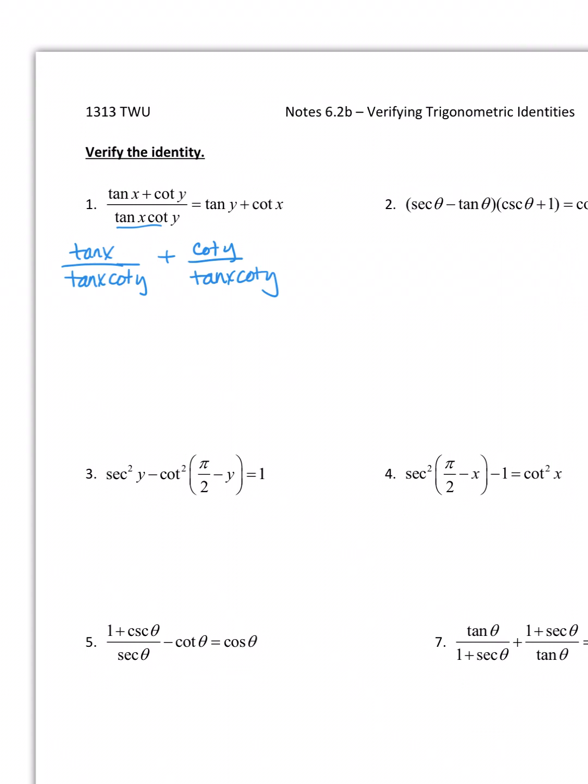All right, now I can look and see, oh, tangent x will cancel with tangent x. Cotangent y cancels with cotangent y. So what do I have left? Well, I have 1 over the cotangent of y plus 1 over the tangent of x. And if I look at my reciprocal properties, I know that this is just tangent of y plus, and this is the cotangent of x. And look at that. That is what I wanted to get for my answer. So there it is. One step at a time.